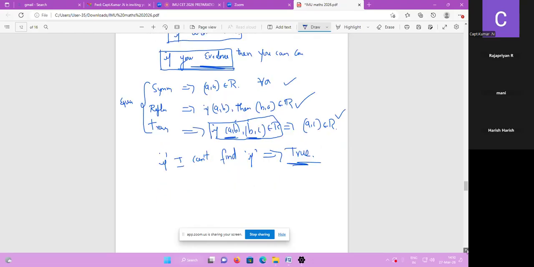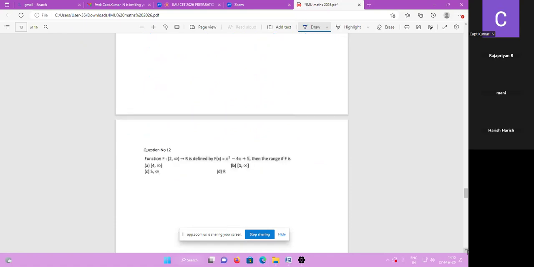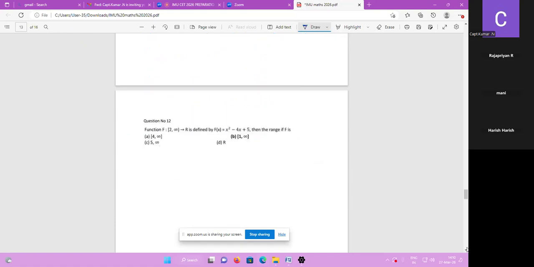Now, next question. Now we are coming to a real tricky question. A lot of students say, sir, okay, I'll do this problem, and then I will say where they have found. So the question is f of x equal to x square minus 4x plus 5. So there are two options. Okay, they ask you to find the range.